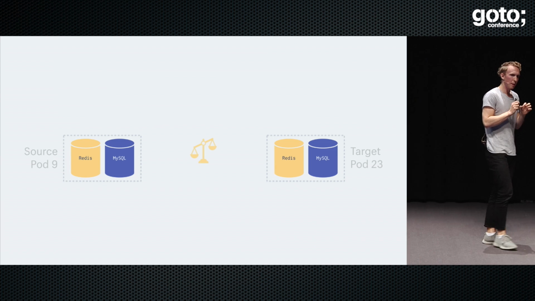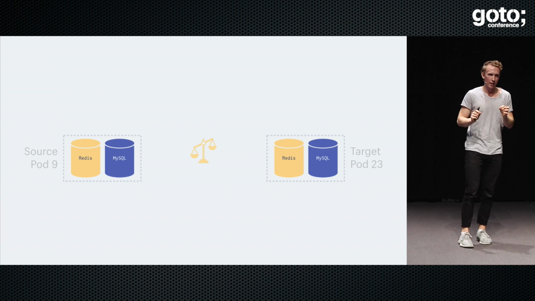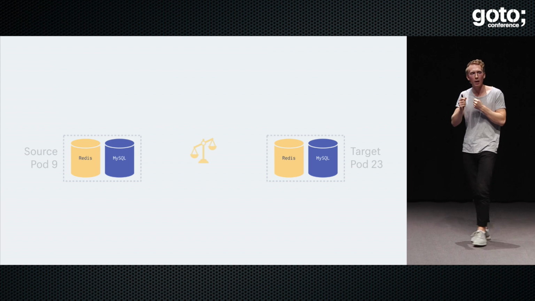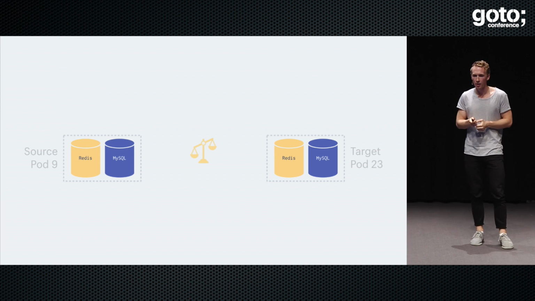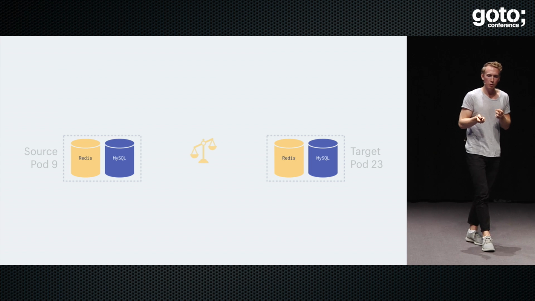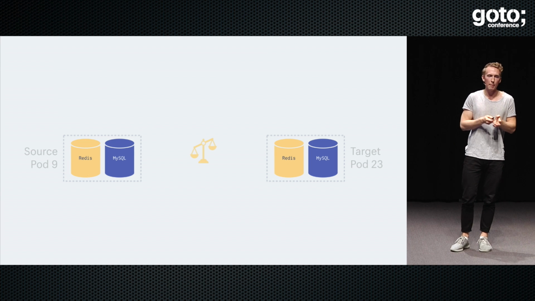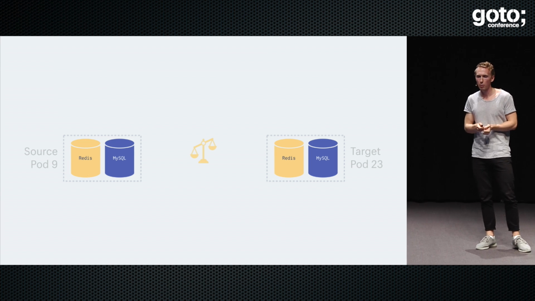I want to just talk a little bit about how we move those shops from shard to shard. How can we do that with minimal downtime? How can we not punish these shops that are very large? So if we just look at two of the data stores here, like Redis and MySQL, we can imagine that we want to move a shop from pod 9 to pod 23.